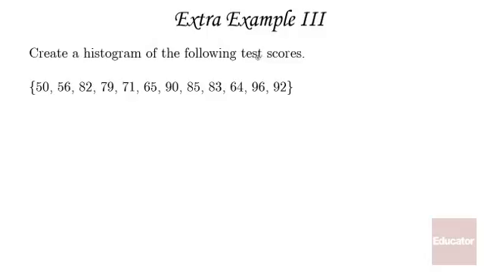And because these are test scores, it'll kind of help me see, okay, how many scored within the 50s and 60s, 70s, 80s, 90s. Okay, so then let's just create our intervals: 50 through 59, then 60 through 69, 70 through 79, 80 to 89, then 90 to 99. Okay.